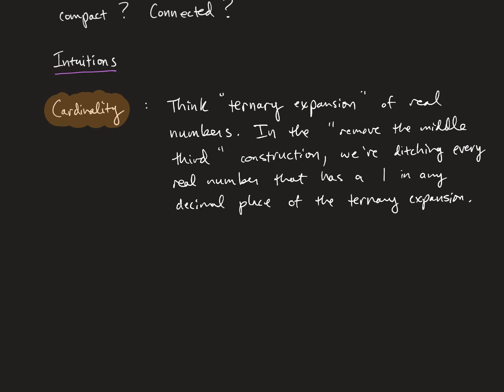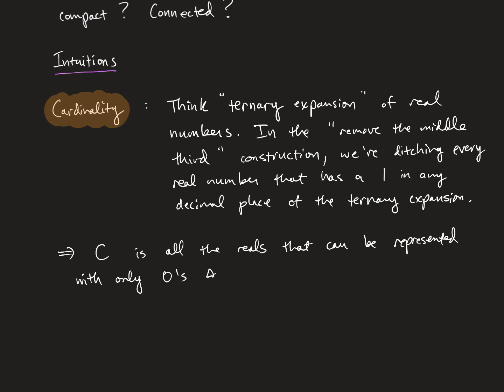Again, as I said, I'm glossing over a technicality. I don't want to get bogged down in that, because this is an intuitive, plausible argument, and we're going to give a rigorous argument later about the cardinality of the Cantor set. So I don't want to deal with the technicalities here. We're removing every real number that has a 1 in any decimal place of the ternary expansion, and what that translates to is the Cantor set. So C is all the real numbers that can be represented with only 0s and 2s in the ternary expansion.